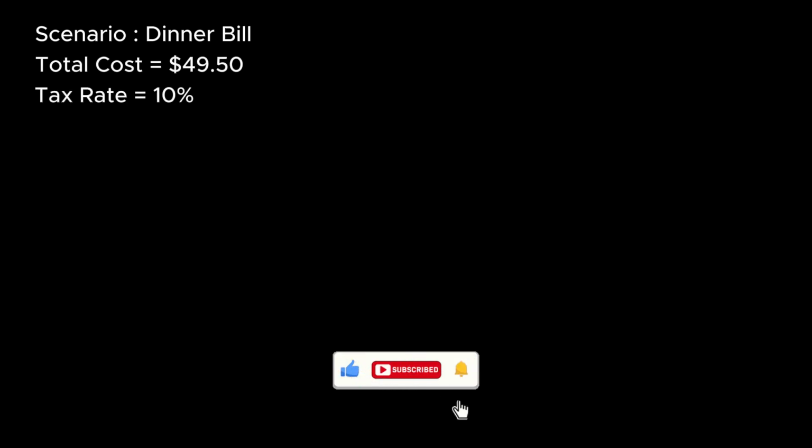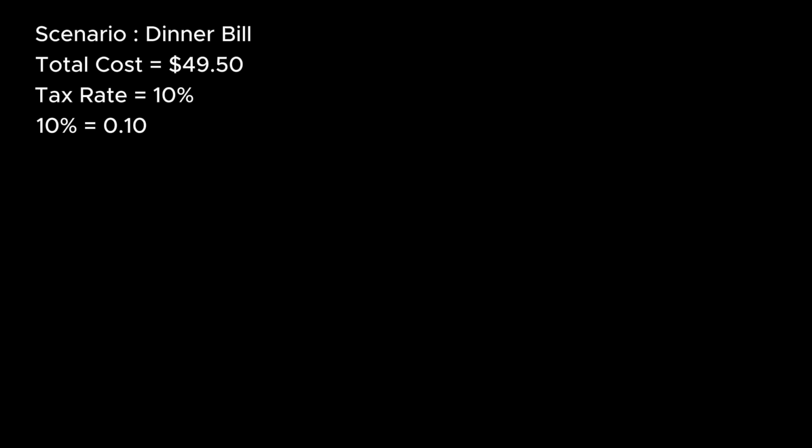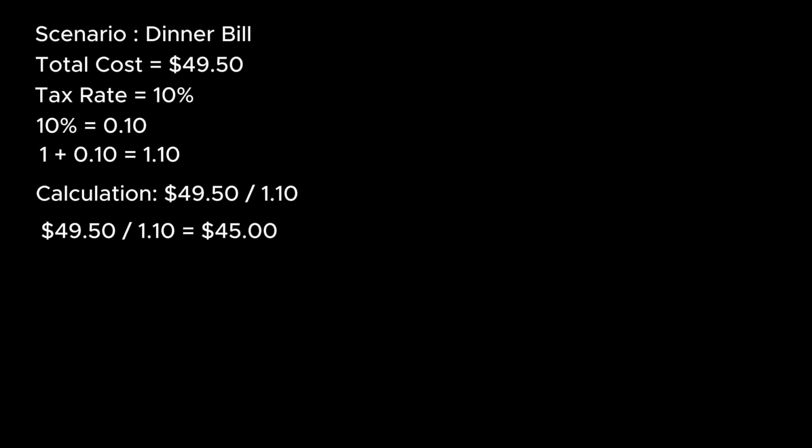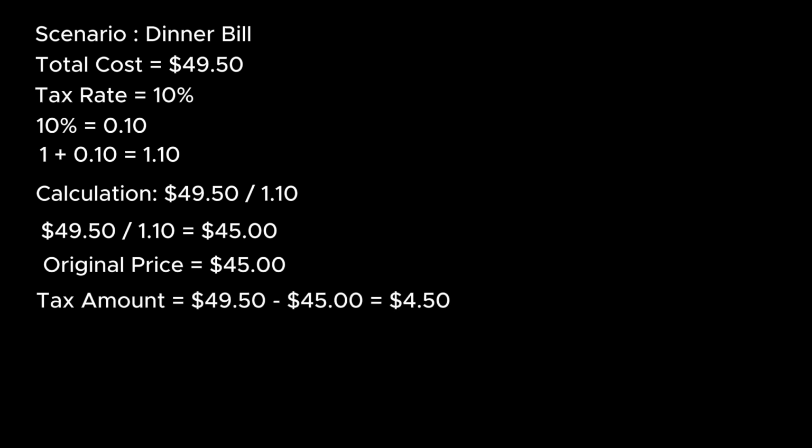Suppose you went out to dinner and the final bill, including a 10% sales tax, came to $49.50. We want to find the price of the food before that tax was added. First, we turn 10% into the decimal 0.10. Then we add 1 to get our divisor, which is 1.10. Now let's do the division. $49.50 divided by 1.10. The result is $45 exactly. This means your meal cost $45 and the tax added was $4.50.